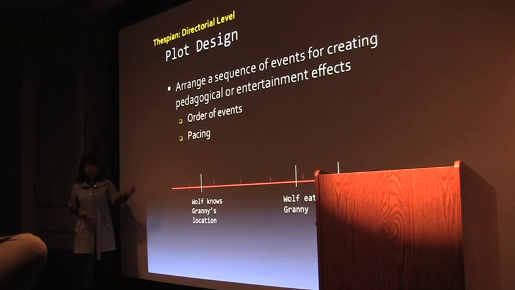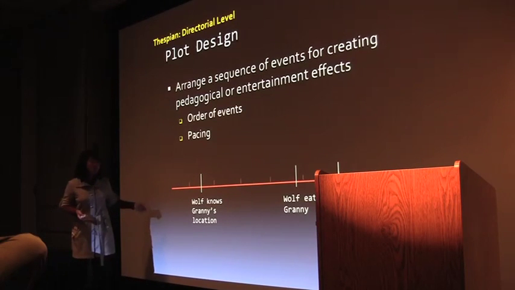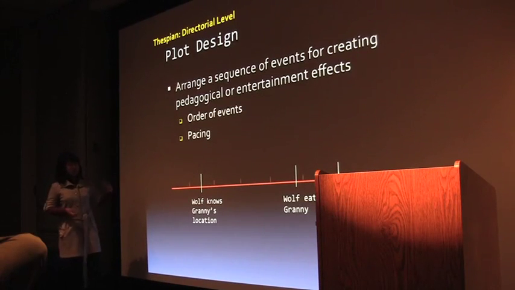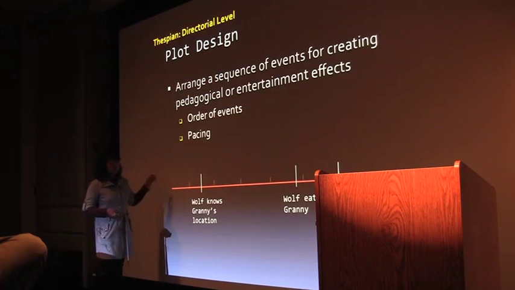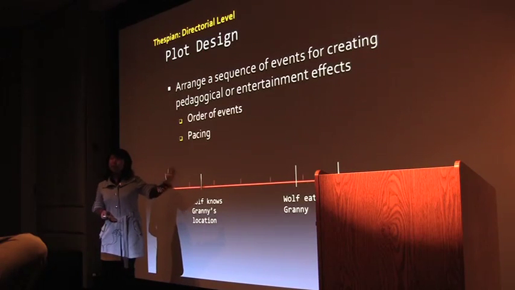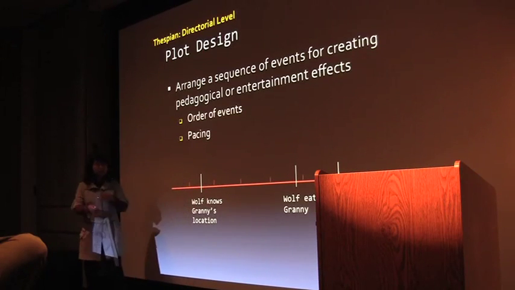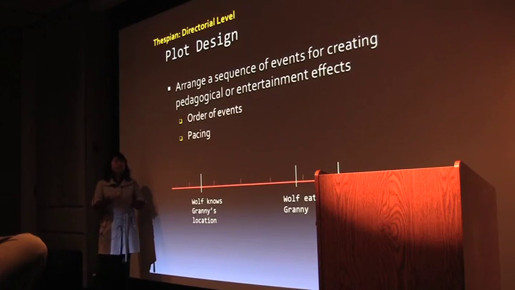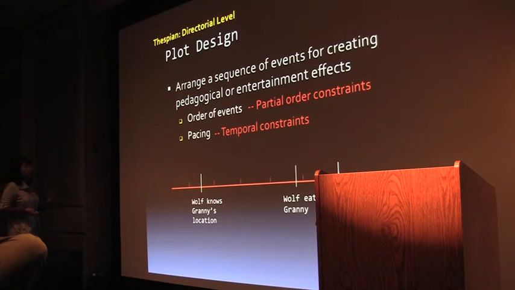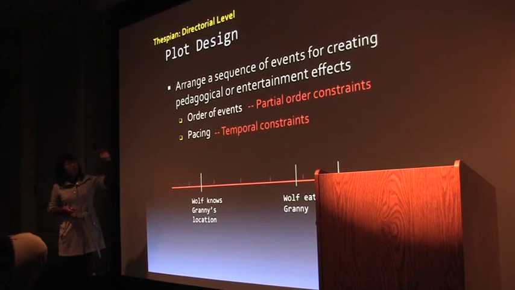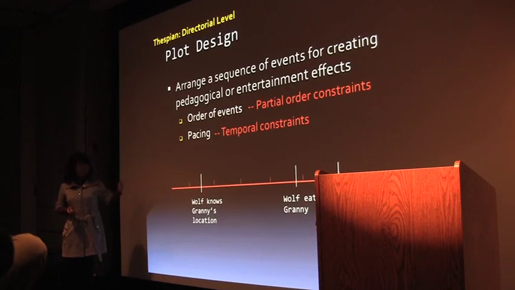The other thing is the pacing of events. Let's use the same example. This is what happens in the original story, right? The author may want to make sure that this event happens at a fairly early stage of the story, and then Wolf Eats Granny happens at a rather later stage, and things get quicker once something starts to happen. Like after Wolf Eats Granny, soon the wolf will eat Little Red Riding Hood. So in the Thespian framework, we enable the author to specify partial order constraints on events and temporal constraints on events, and of course combine these two types of constraints.